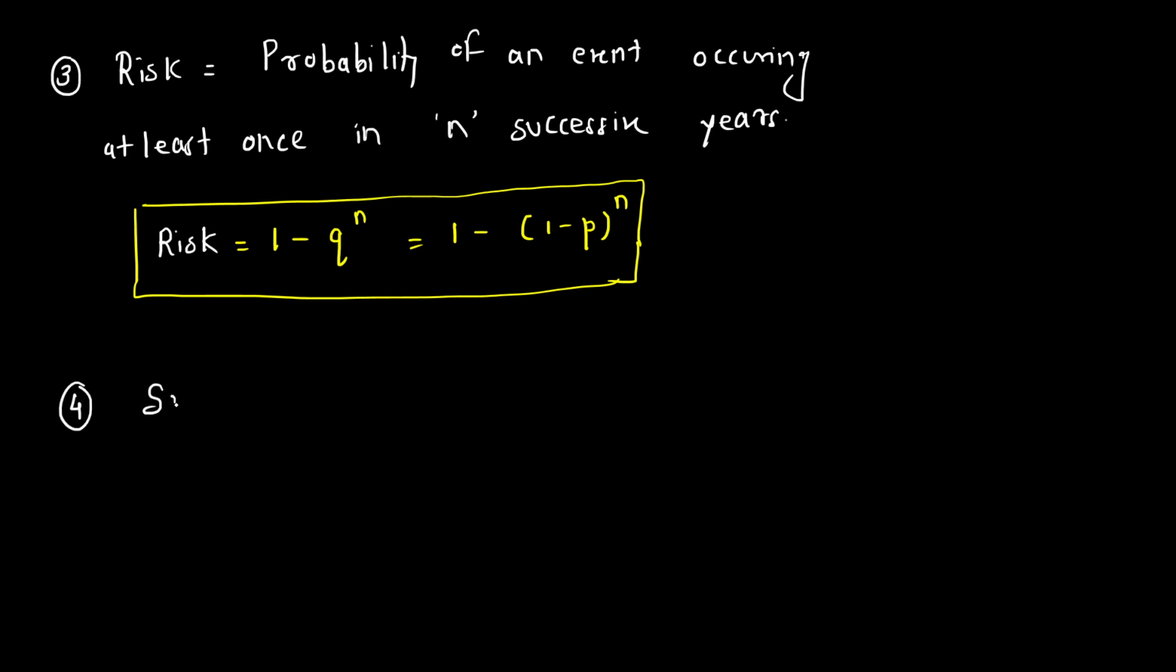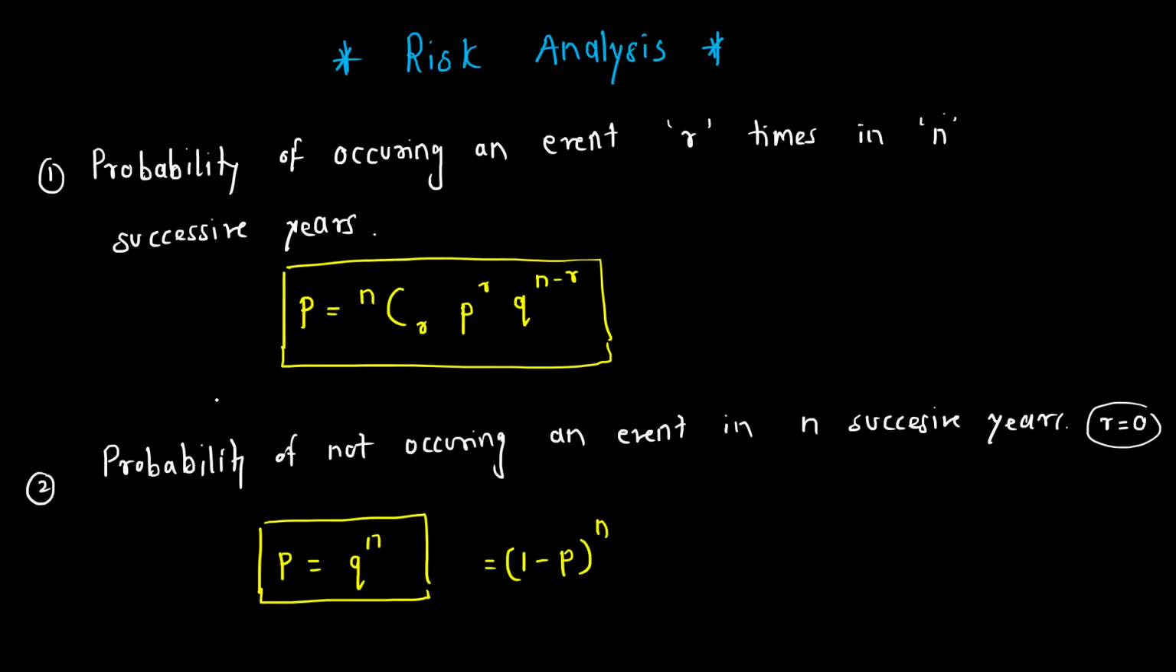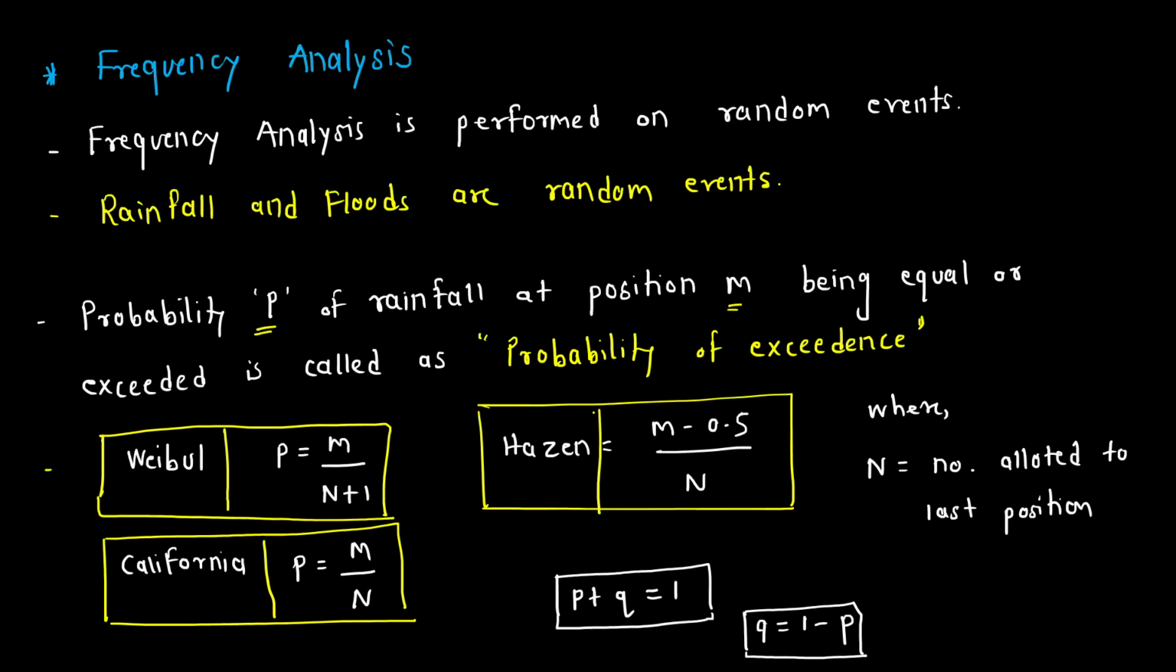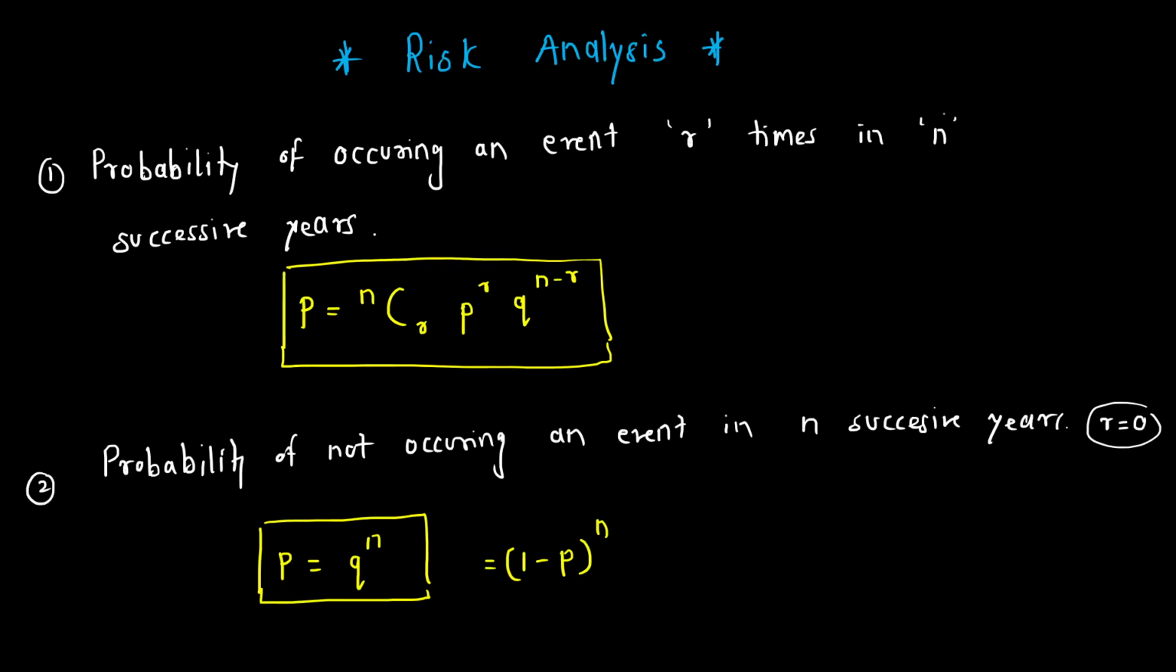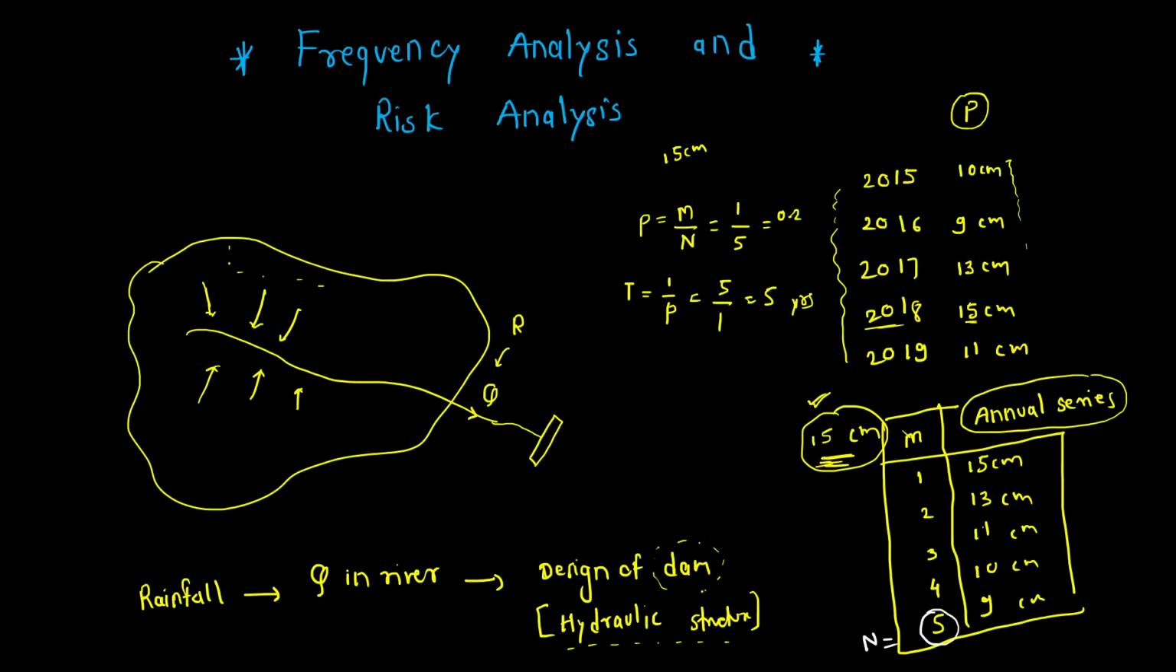And one more, just write it down: the amount of safety, or the percentage safety, is equal to 1 minus risk. Or if it is in percentage, then 100 minus percentage risk. So this will give us the safety of the structure. These are all the formulas from the risk analysis. The risk analysis is completely dependent on the frequency analysis. Once we get the probability, we can find out all the values. So that's it for frequency analysis and risk analysis. When we solve the problems, we will get more clarity on this.